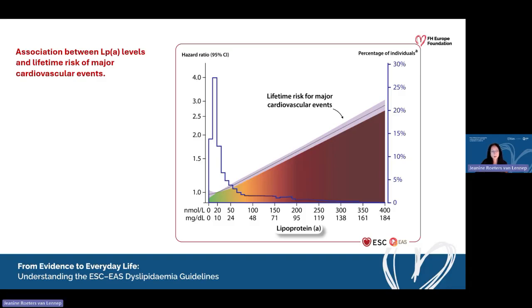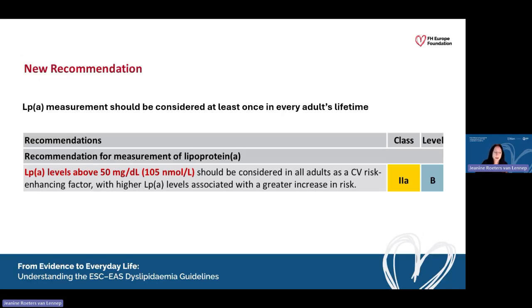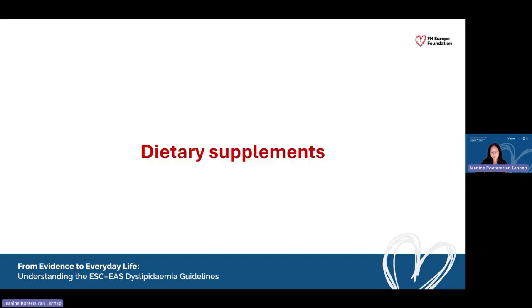What is new is that Lp(a) measurement should now be considered at least once in every adult, and that was not there in the 2019 guidelines. And we also say that if Lp(a) is above 105 nanomole per liter, then you have to consider this as an extra risk factor. Then something about dietary supplements.